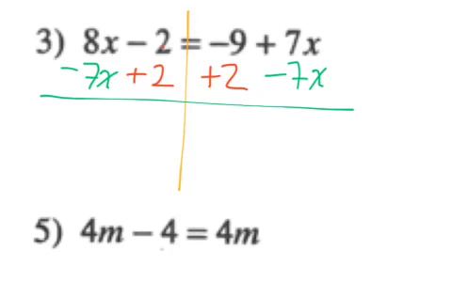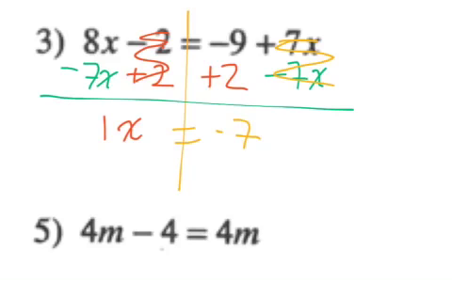So what that gives me then is 8 minus 7x, or 1x. On the left hand side the 2's cancel. On the right hand side, negative 9, and this is where you should be punching it in your calculator. Negative 9 plus 2 is a negative 7. And then these 7x's cancel out on the right hand side. So my x is negative 7.